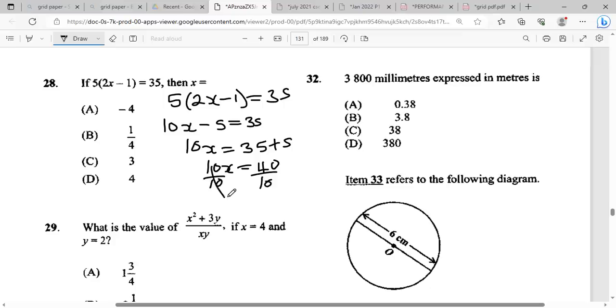So x is equal to 4. And it makes sense: 2 times 4 is 8, 8 minus 1 gives you 7, 7 times 5 gives you 35. Remember, you can always check your answer for those, guys.